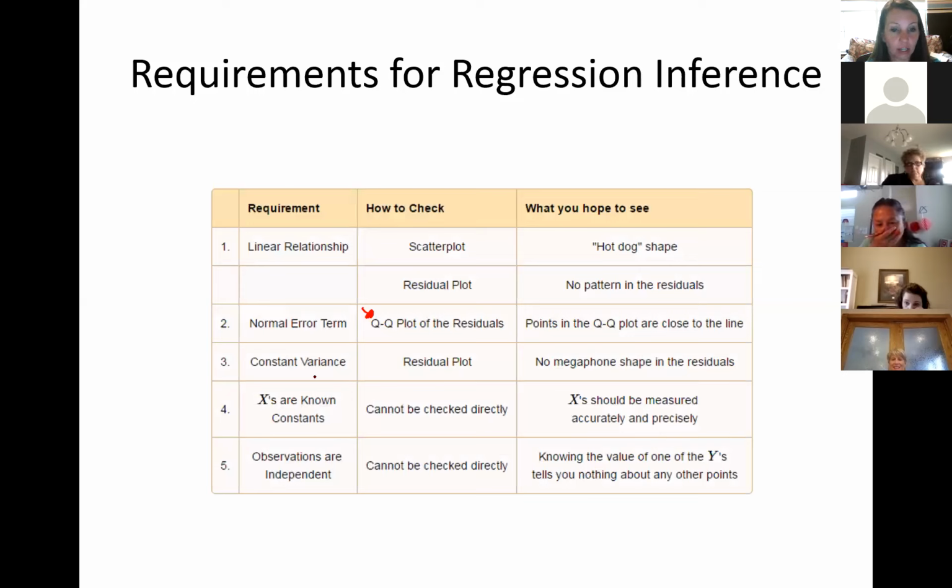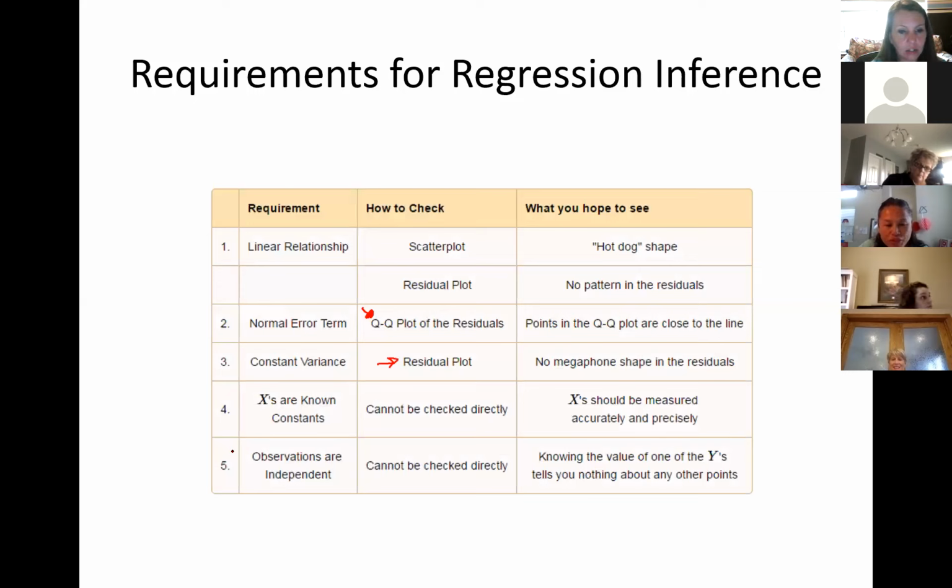So we're going to also check for constant variance using the residual plot as well. Basically, we're looking to see if there's any kind of shape in the residuals in the residual plot, and that indicates two of these things: constant variance or whether or not it's a linear relationship.